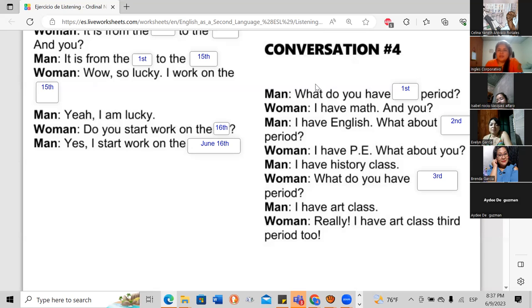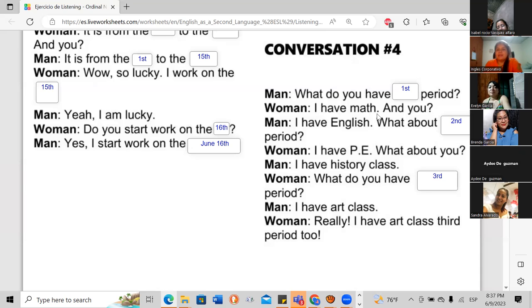Okay, very good. What do you have first period? I have math. And you? I have English. What about second period? I have PE. What about you? I have history class. What do you have in the third period? I have art class. Really? I have art class third period too. Okay, very good. Do you have questions about these conversations?